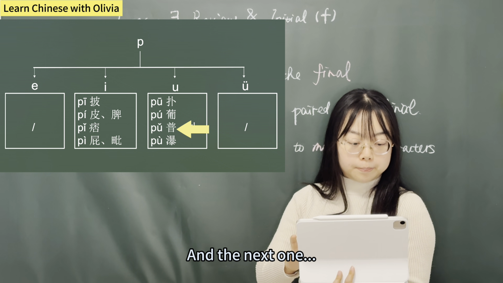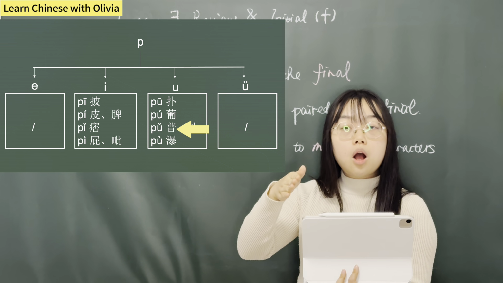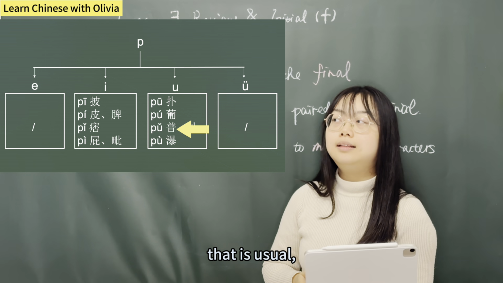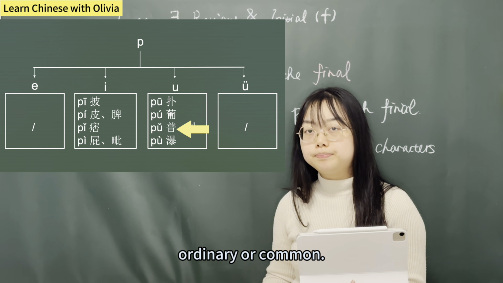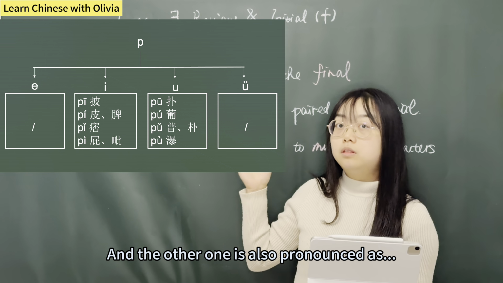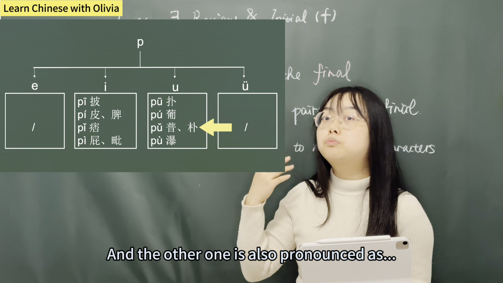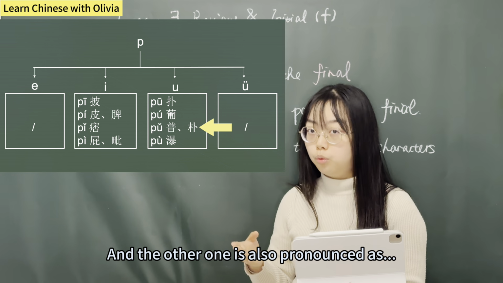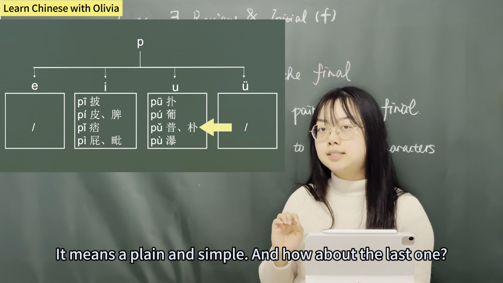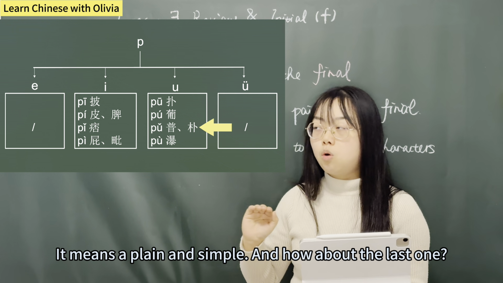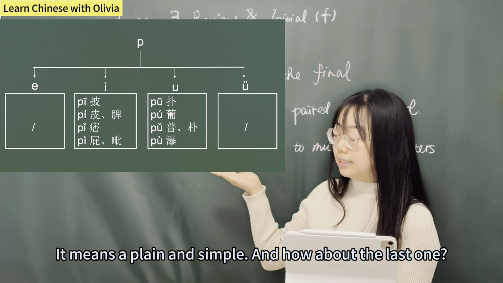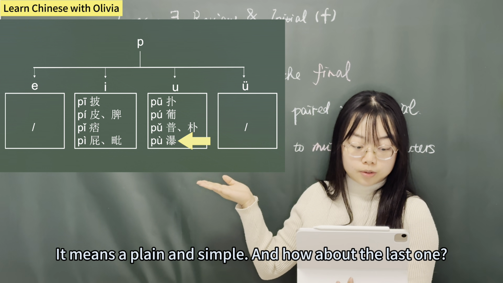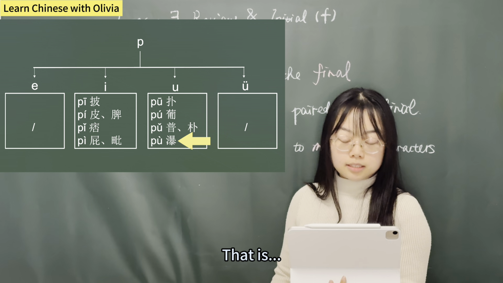And the next one, 普. That is usual or ordinary or common. Yeah. And the other one is also pronounced as 普. It means plainness or simple. And how about the last one? That is 瀑.